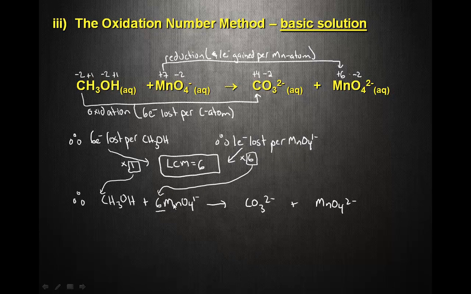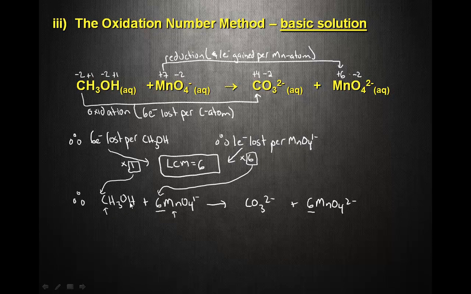So we put a 6 in there. Now we just want to make sure that we've balanced our carbon and our manganese, because those were the atoms that were involved in the oxidation and reduction, the ones whose oxidation numbers changed. So we look over on this side, the reactant side, we have 1 carbon here, 1 carbon here, so no number required. We look at Mn, 6 Mn's here. We need to put 6 Mn's right there.